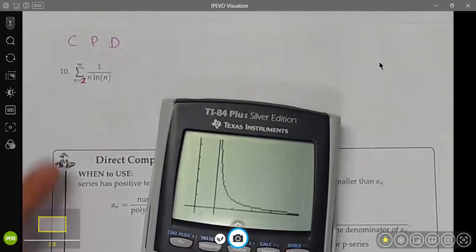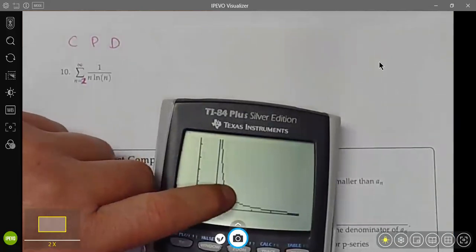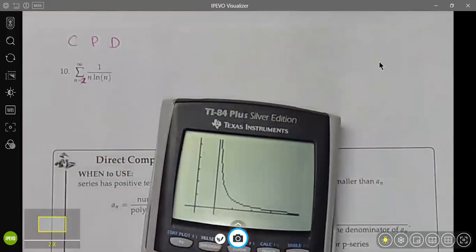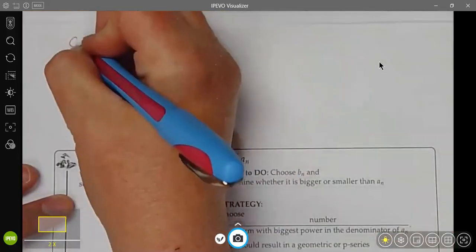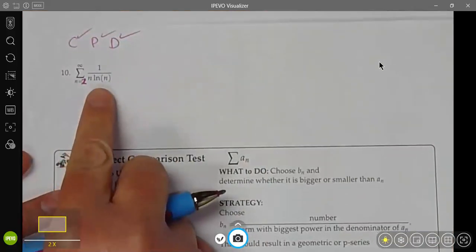And notice that this one starts at 2. So this is x equals 1. Here's x equals 2. So from 2 on, this is continuous. It's all above the x-axis, and it is decreasing. So I meet all 3 of my criteria here. Check those off. And now I need to look at integrating this.